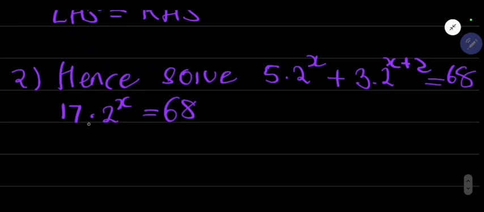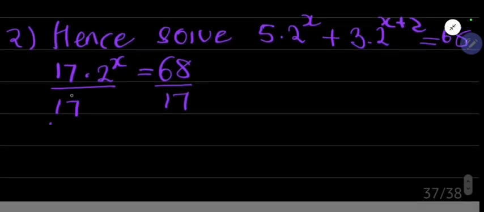So now this is 17 times 2 exponent x, and then what can we do, guys? Quickly let us remove this 17. Remember we are solving for x here, so we divide by 17 both sides. Solving for x has to do with isolating x, so we want to remain with x only on this side. So 17 will cancel 17, and then 68 divided by 17, I know that it's 34.